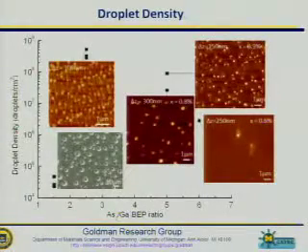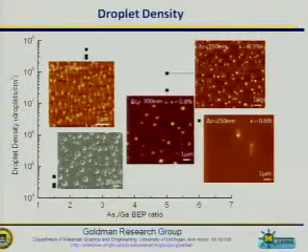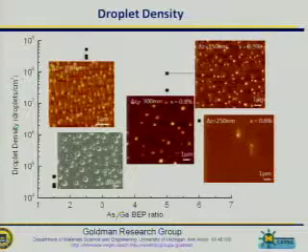This slide gives an overview of droplet density as it relates to the varying of the arsenic to gallium BEP ratio. These are also mostly AFM images, although the image in the bottom left is an SEM image. You'll see that past an arsenic to gallium BEP ratio of about 2, as that ratio continues to increase, we see a drop in our droplet density.